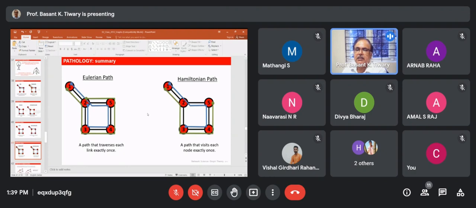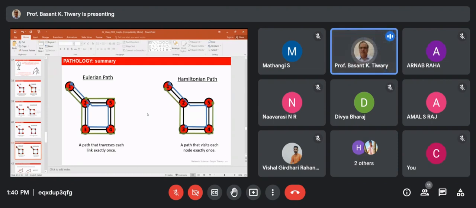This is the Eulerian path. Eulerian path traverses each link exactly once, and Hamiltonian path visits each node exactly once. So what is the basic difference? The basic difference is that Eulerian will traverse through each path only once, whereas Hamiltonian path visits each node exactly only once.